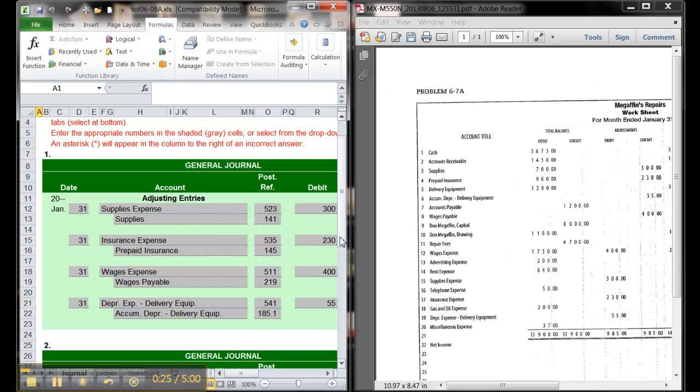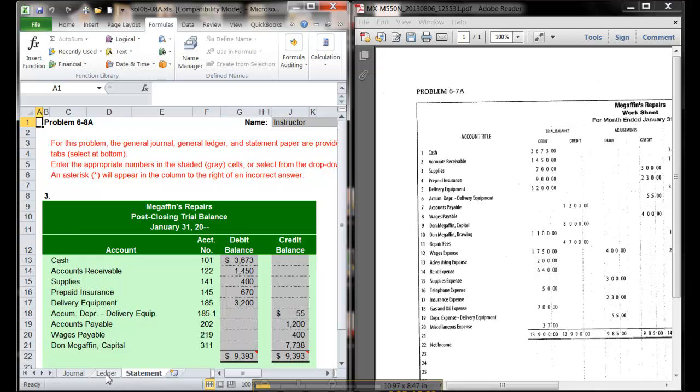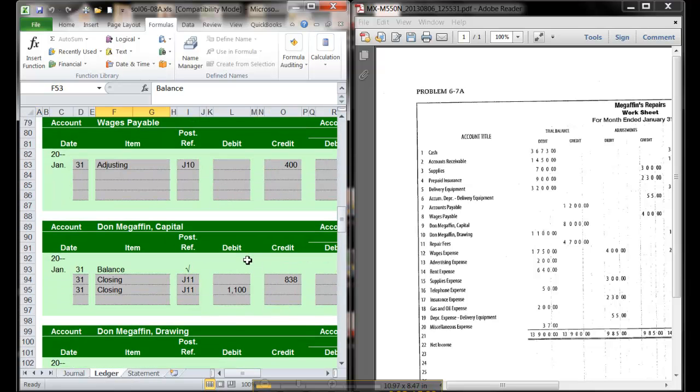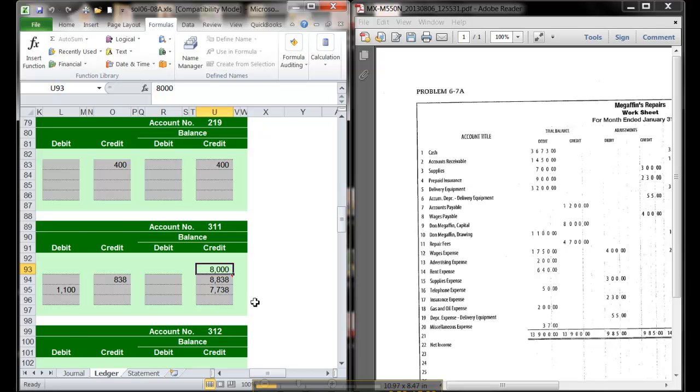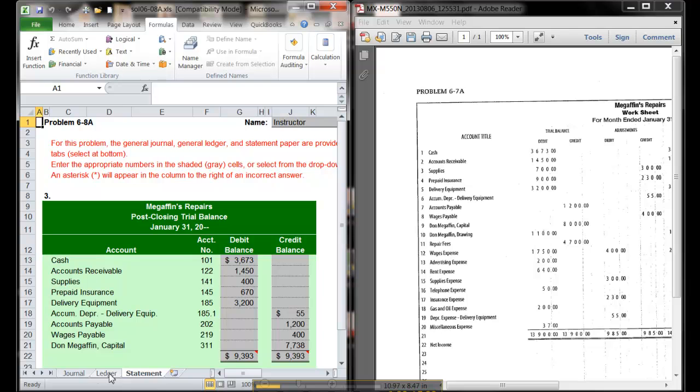Then here on the left-hand side, we have our three tabs. Down here at the bottom you have the journal, then you're going to have to do your ledgers, and then you're going to have to do your statements. You'll notice that in the ledger accounts, if there was a balance under the trial balance, it's been filled in here. Like our capital account had an $8,000 credit balance, so here's the balance. When I scroll over, there's the $8,000 previous balance. So all of these balances have been put over into the ledger accounts. And then we'll prepare the post-closing trial balance on tab 3.